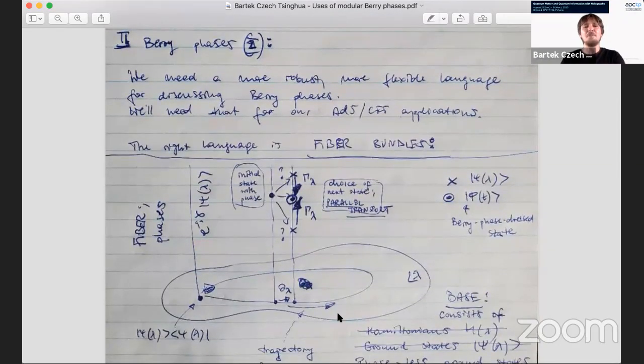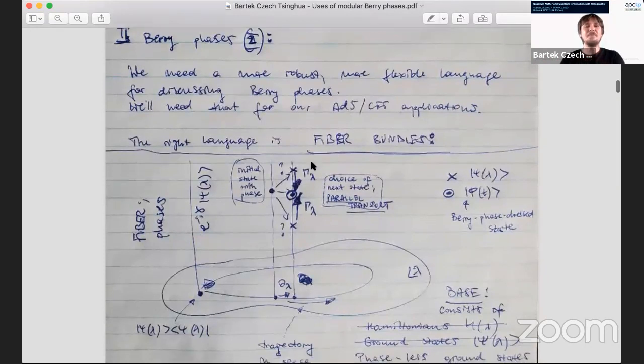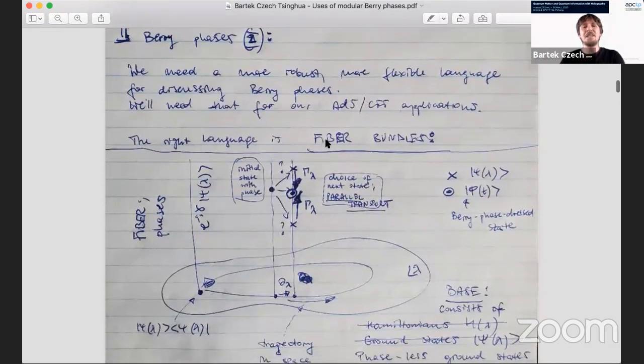And it's this more robust, more flexible language that will allow us to get a bit further. In a moment, we will confirm that that language is really doing the same as what the Berry phases are doing. That more general language will be ready for AdS/CFT applications. So this right language is the language of fiber bundles.